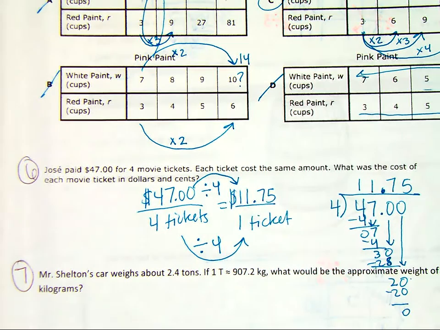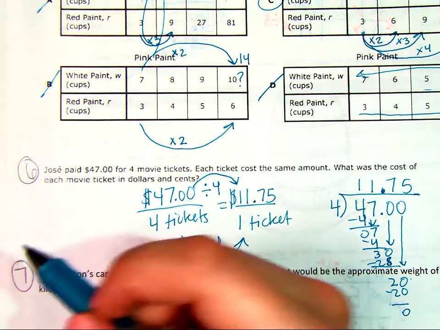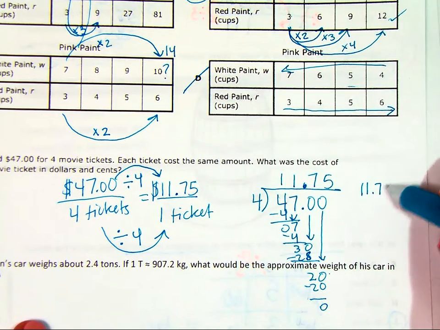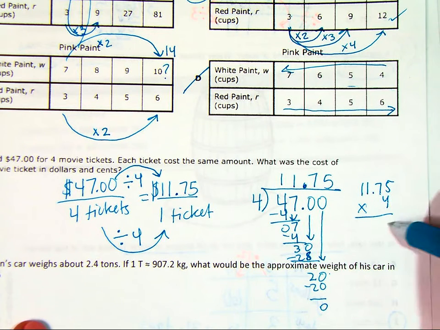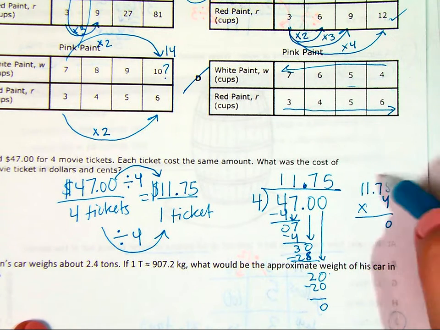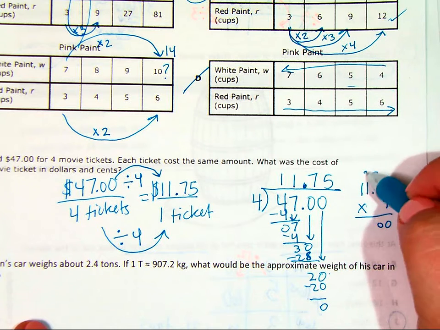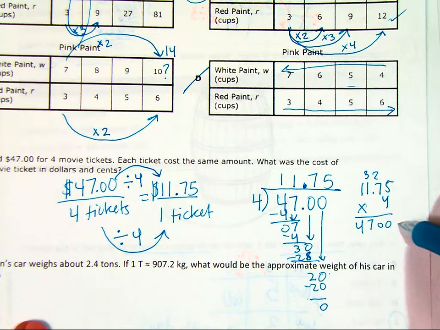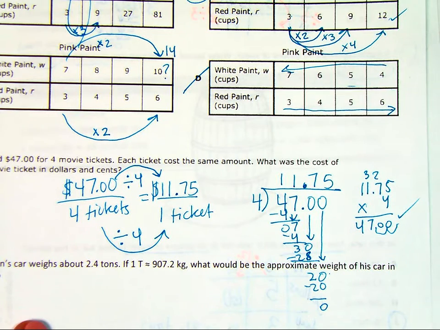That's also one that you can check fairly easily. You could multiply $11.75 back by 4 to make sure that it was in fact $47. And it is, so I know I got my answer right.